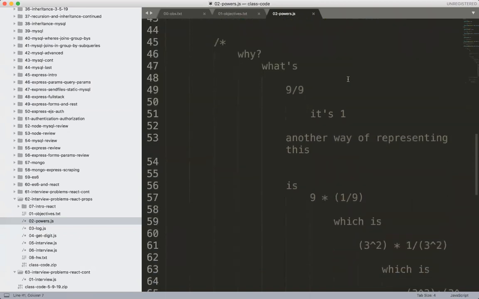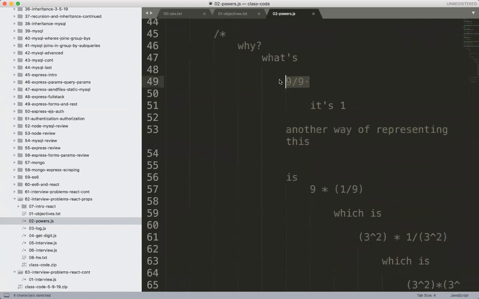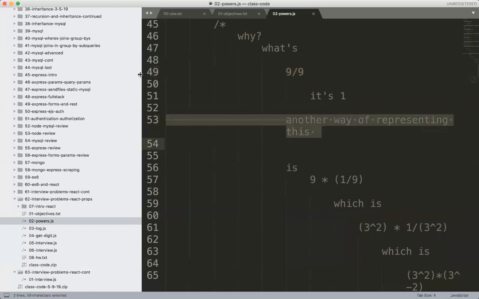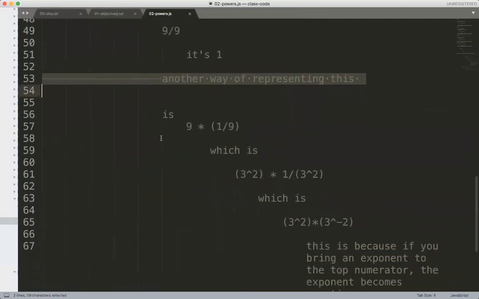So you start off with 9 divided by 9, right? And this is what I did in my higher level math classes. But this isn't a complete proof. So 9 divided by 9 is what, Nick? 1, right? Anything divided by itself is 1. So another way of representing 9 divided by 9 is 9 times 1/9. Right? 9 times 1/9 is also 9 divided by 9.